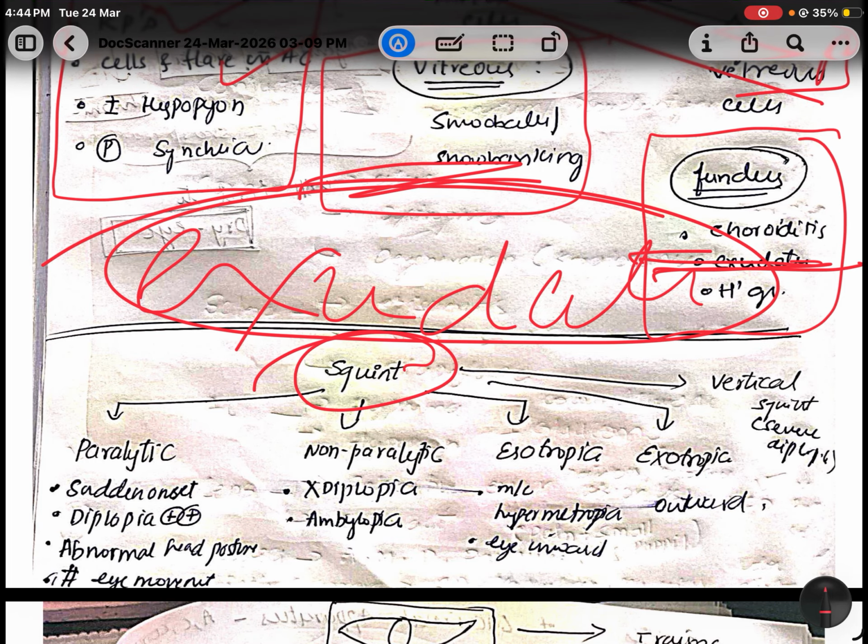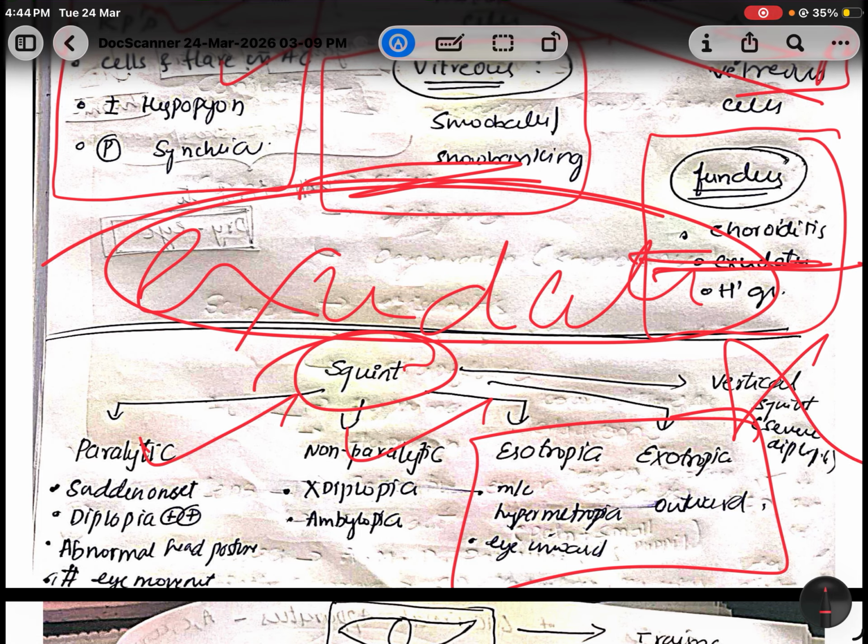Then squint, again paralytic, non-paralytic. This if you want you can remember, this you can forget. The major complaint in the manifest squint is diplopia. Again, squint is not a high-weighted topic, okay, so I'm not explaining much. I know there is the Maddox rod test and also you need to do all those tests, but the major idea is whether you know how to differentiate between paralytic and non-paralytic, because that's the only RS question.